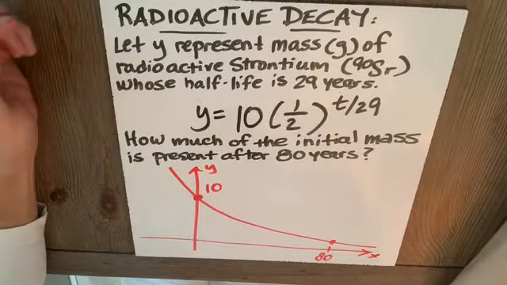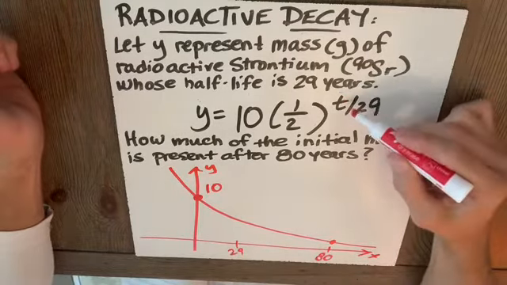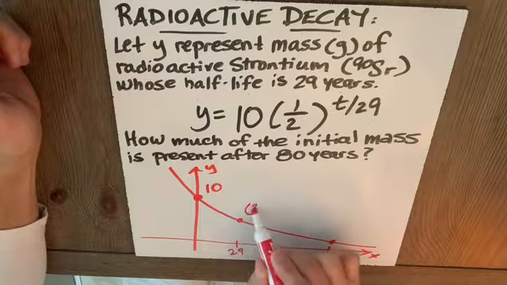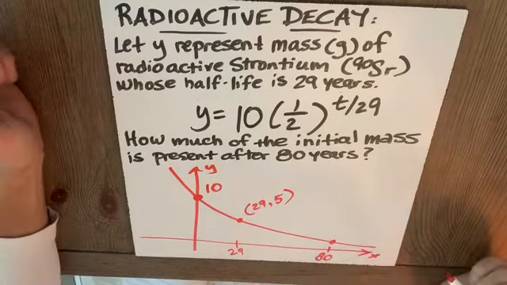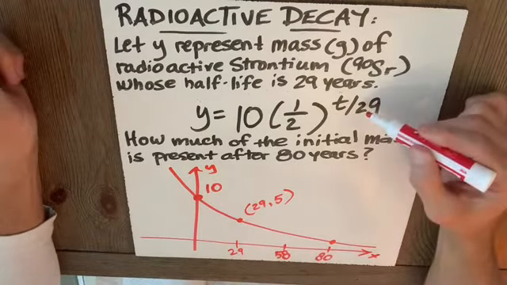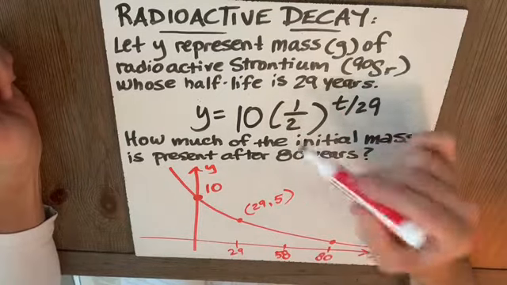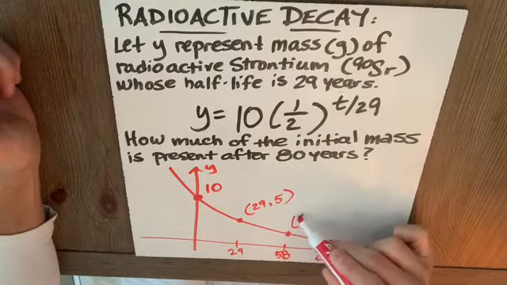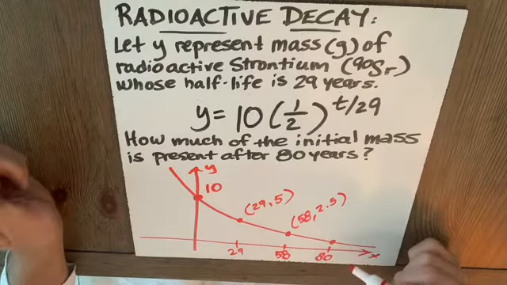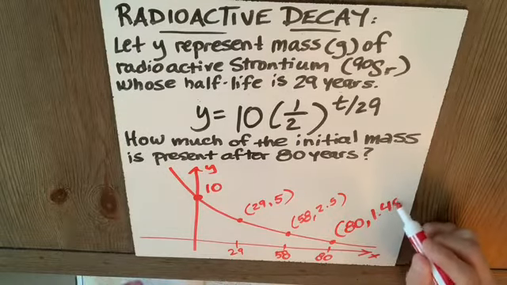Graphically, I could do the same problem. Notice what happens after 29 years. Putting a 29 over 29 gives us 1. 1/2 of 10 is 5. So here's my point, 29 years, 5. If I do 2 half-lives, 58, if I put in a 58 here, then 58 divided by 29 is 2. So 1/2 squared is 1/4. 1/4 times 10 is 2.5. So I get 58, 2.5. That's how I knew at 80 that I'd be less than 2.5. If I put in an 80, we saw that that gave us 1.48 grams.